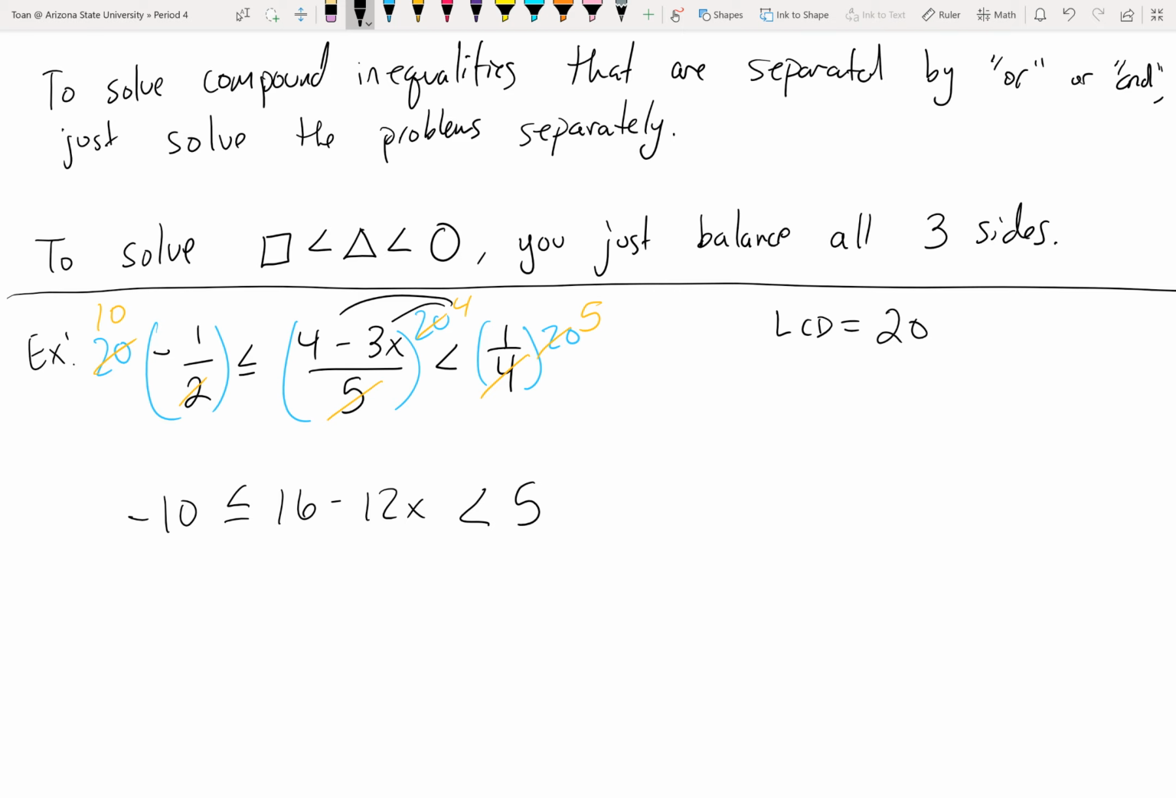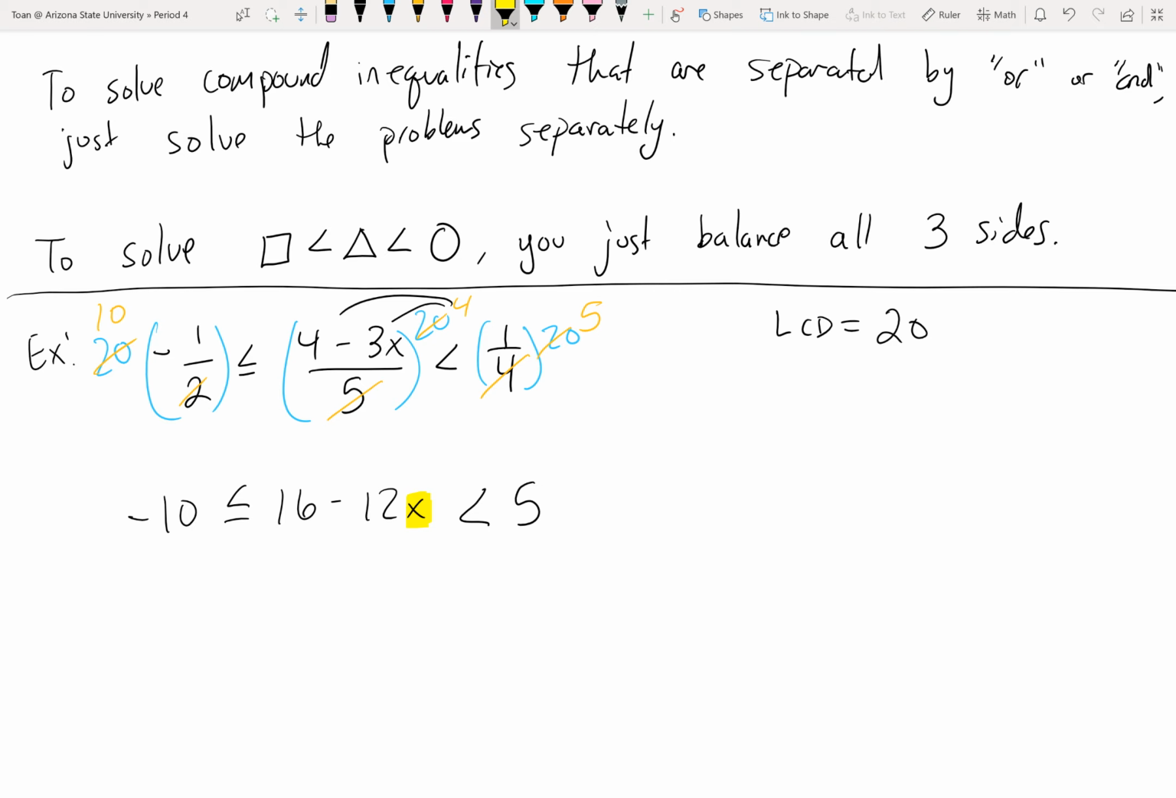So this is what I mean by balance all three sides. We have three sides to this problem. The left side, the middle side, and the right side. How do I know what inverse operations to use? Just focus on wherever the variable is. Since the variable is in the middle, I'm only going to focus in the middle. That's going to give me the instructions of what to do.